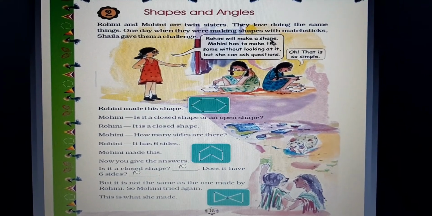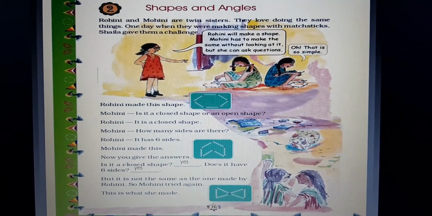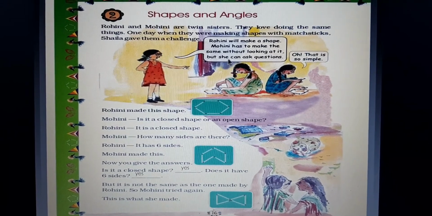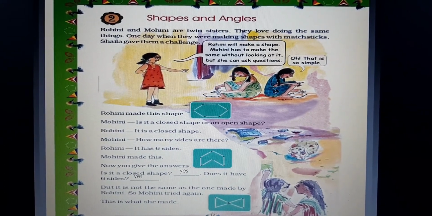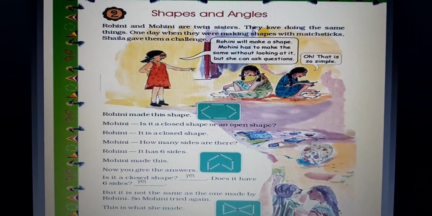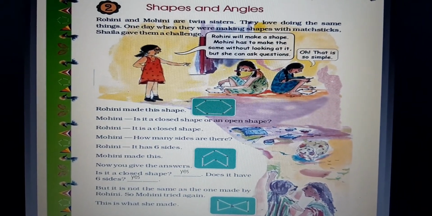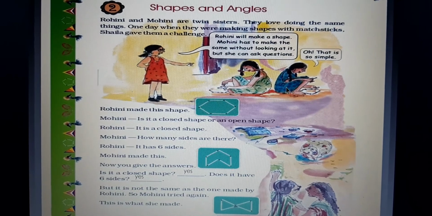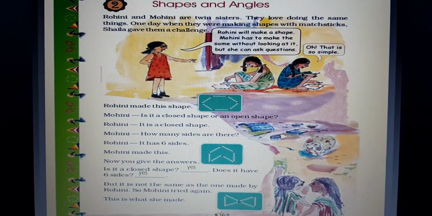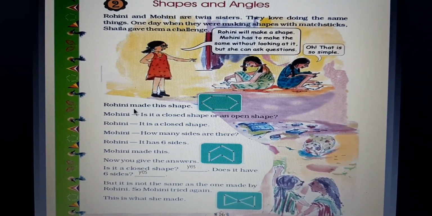Rohini will make a shape, and Mohini has to make the same without looking at it. They have to do the same thing, but they cannot see each other. But she can ask questions, they can talk to each other. Shaila said they can discuss, give hints and talk to each other, but they can't see each other's shape. They have to do it on their own. Oh, that is so simple, she said, right? We'll see how it is.